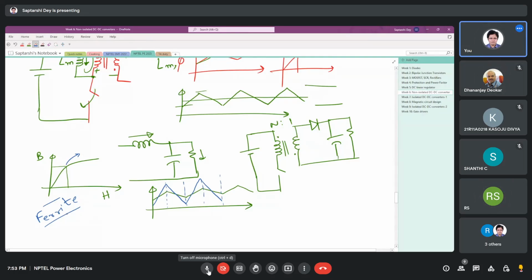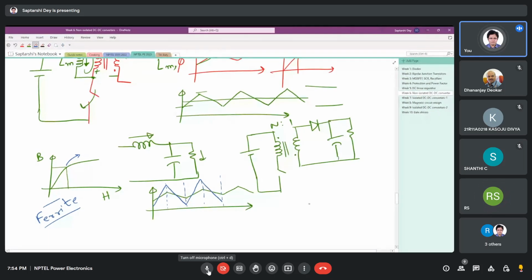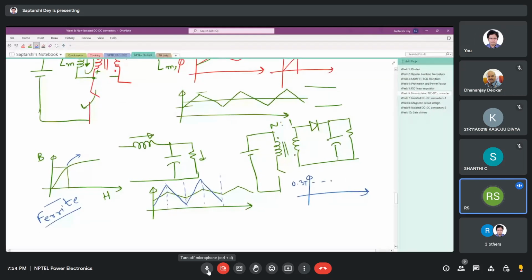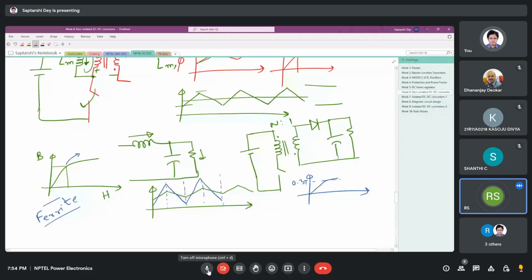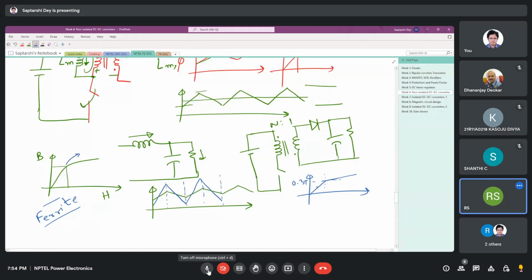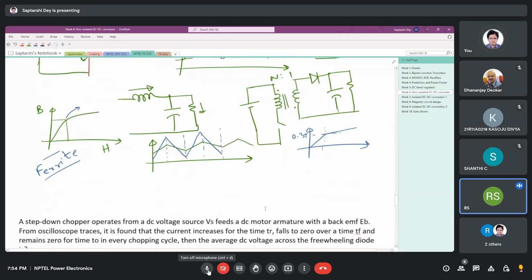So the cores that we'll get to buy in the market are mostly ferrite cores. There are other materials for advanced high frequency applications. I don't know much about them also. The ferrite core has more or less 0.2 or 0.3 Tesla, somewhere like this. So you will want the operation to be such that it never crosses this value.